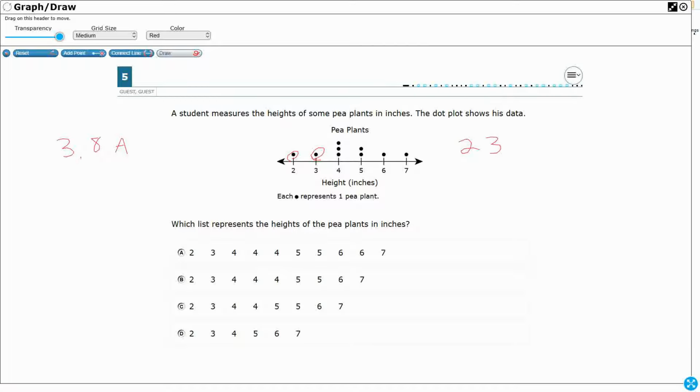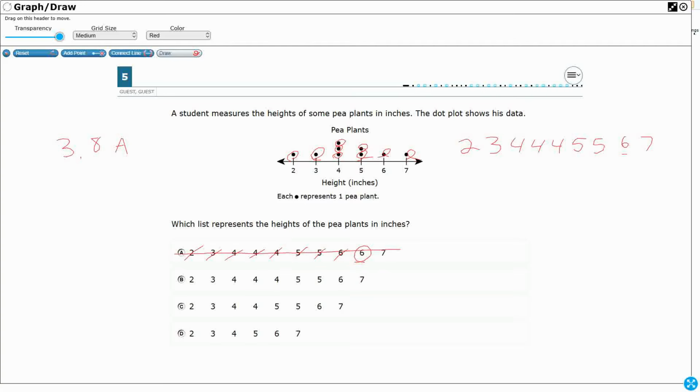Let's just list them out because you see we're just trying to find a list. We're not even finding a tally chart here. So I've got 1, 2, 3 4s, 2 5s. Each dot represents 1, and then a 6 and a 7. All right, so let's just go through all of them. So A, we've got a 2, a 3, a 4, 4, 4, 5, 5. Oh, look at this. I've got 2 6s, and I only need 1 6.